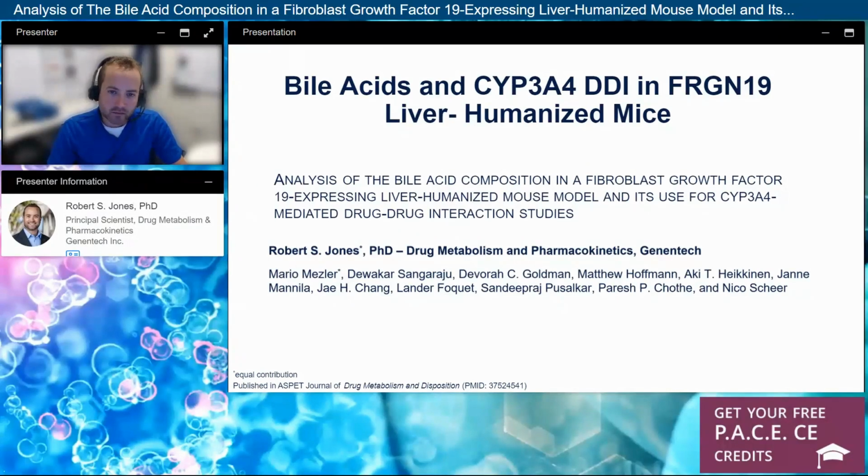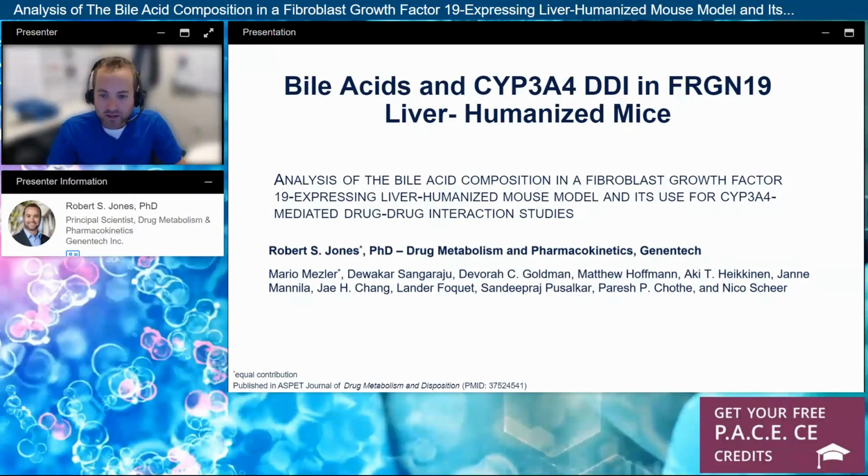The title of my talk will be Bile Acids and CYP3A4, otherwise known as cytochrome P450 3A4, drug-drug interaction, or DDI, and FRGN19, liver-humanized mice. For those that aren't familiar with this particular area of research, this is actually a published manuscript. So if you have the opportunity, please visit the Journal of Drug Metabolism and Disposition. This was published originally last year with a variety of individuals stemming from different industries as well as academia, and their names are listed here on this slide if you're interested.